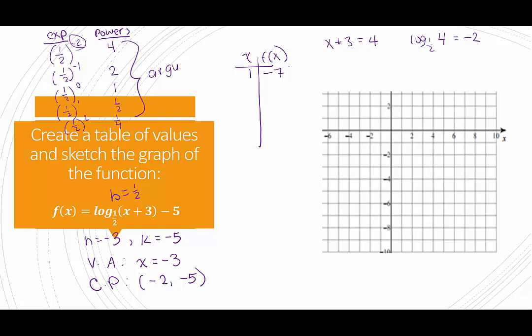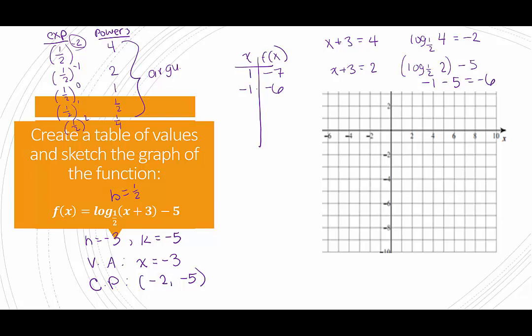Next, we would like the argument to equal 2. So our argument right now is x plus 3. What would we need to set x equal to in order to guarantee that the argument is 2? Well, we would subtract 3 from both sides, and we end up with x equals -1. So now let's plug in -1. This is going to give me log base a half of -1 plus 3, which is 2, and then minus 5, because that's part of the function. So this is saying 1/2 raised to what power gives me 2? 1/2 raised to the -1. So this is -1. -1 minus 5 is -6. So our next ordered pair is -1, -6.